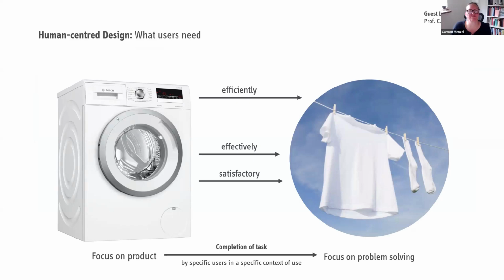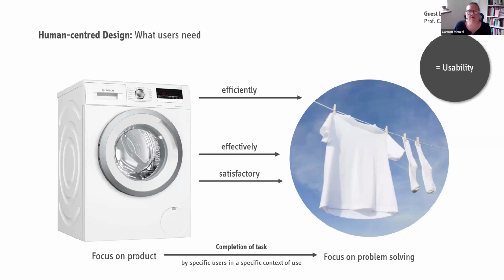So you have to interact with that machine to get to your goal of clean laundry. You have to choose a program, the temperature, you have to fill powder in and everything. And that, as we have heard, should be efficient, effective, and satisfactory. So your task should be easily done and with the result you have expected. There should be nothing going wrong in the best case. So this is usability.